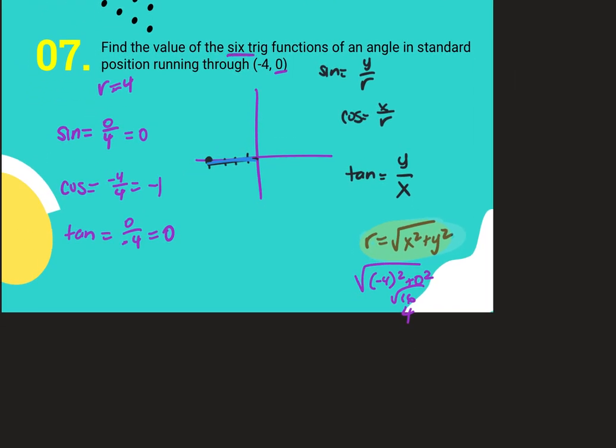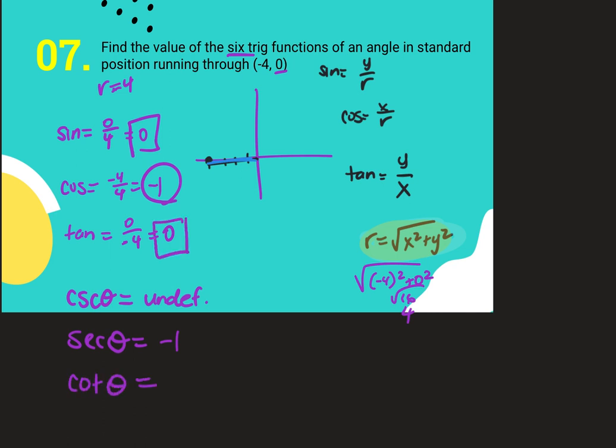And it wants all 6. So then I do the cosecant, which is the reciprocal of 0. What's the reciprocal of 0? Undefined. And then I do secant, the reciprocal of negative 1. What's the reciprocal of negative 1? Negative 1. And then I do cotangent, reciprocal of 0, which is undefined.